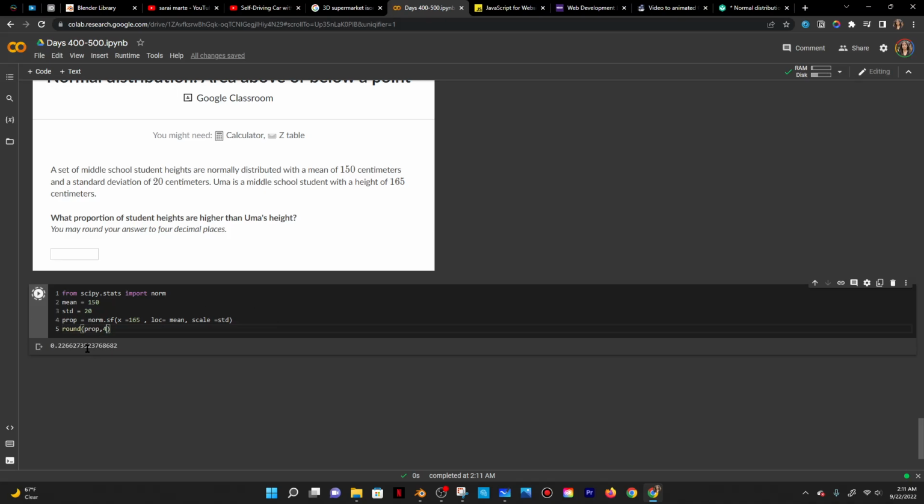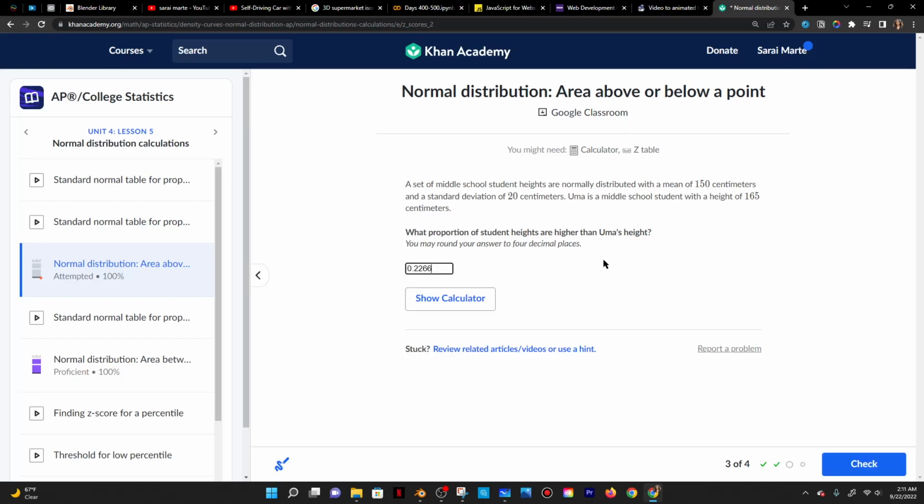And then hopefully that runs anytime soon. All right, so I'm going to copy that and paste that in here, check if I'm right, and I am. So basically that is the proportion of students' heights that are higher than Uma's height. If we want to look at percentages, it's 22.66% of students. We could say 22.66% of students are taller than Uma.